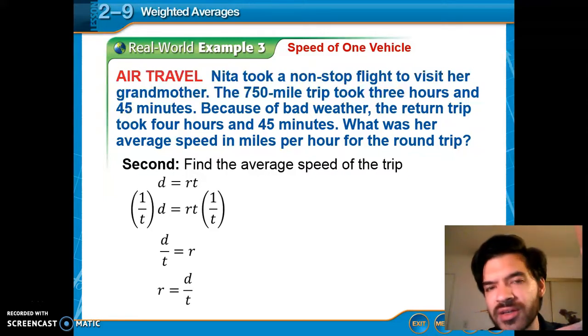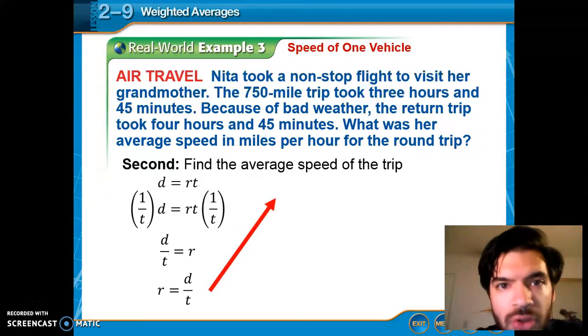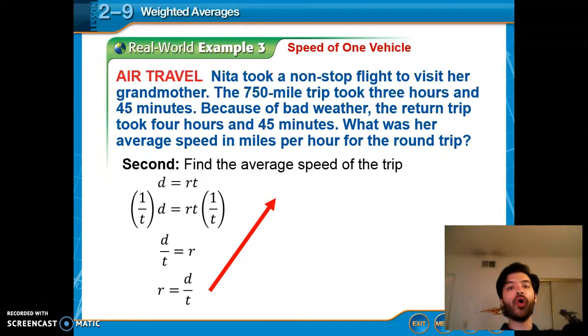Now, average speed is calculated by using total distance. The total distance going forward and back. Okay? Total trip.